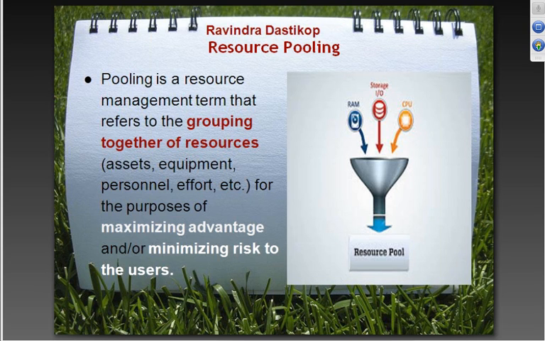idle, and minimizing the risk to the user. That means instead of buying 10 items, if you can buy 5 items and share among 10 people, then that would not only reduce the cost, it also reduces the risk, because if you have 10 machines, then you have to maintain those 10 machines.